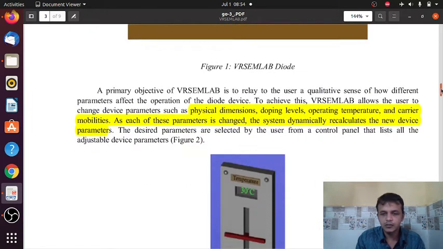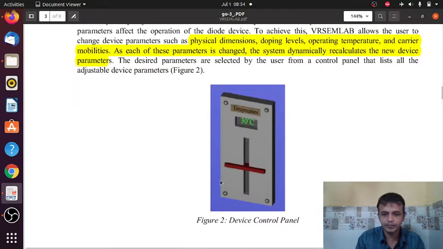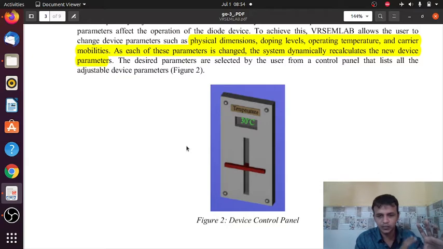Okay, so here this is the wall mounted provision to make the adjustment. They can calibrate the physical parameters such as the doping level of the device, operating temperature and carrier mobility. So these things the users can change, and to change them there is a provision mounted in the virtual wall.